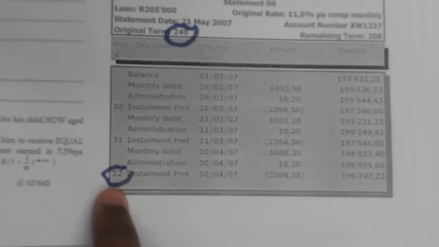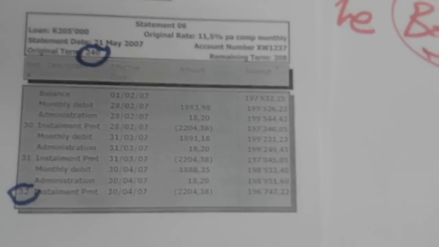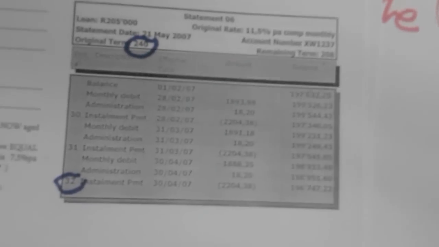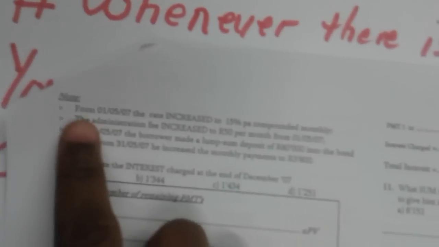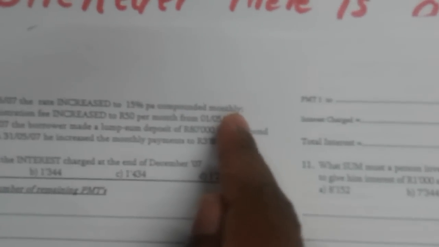So if you check the experiment that I just showed you, we are now on number 32. So it means from 1 to 32, nothing changed. It was just the same. That's why you see that the payments were all 2204, 2204, 2204, because everything was still the same. But we are now told that from 1 May, the rate increased to 15% per annum compounded monthly.